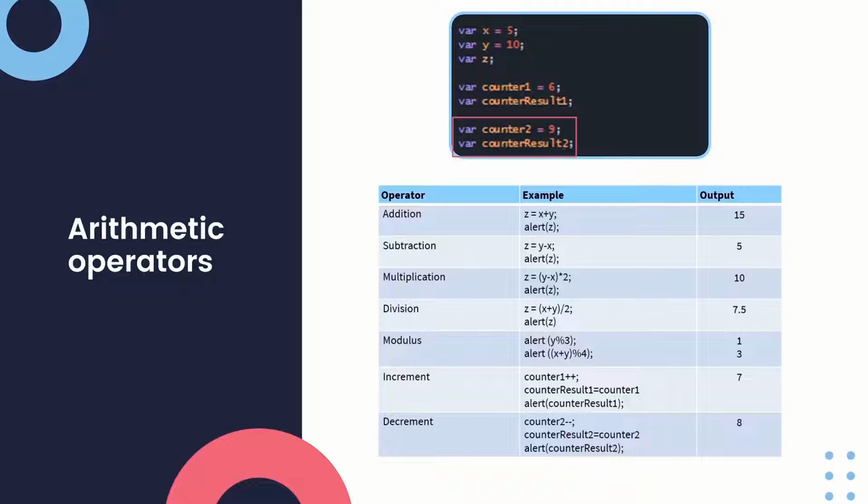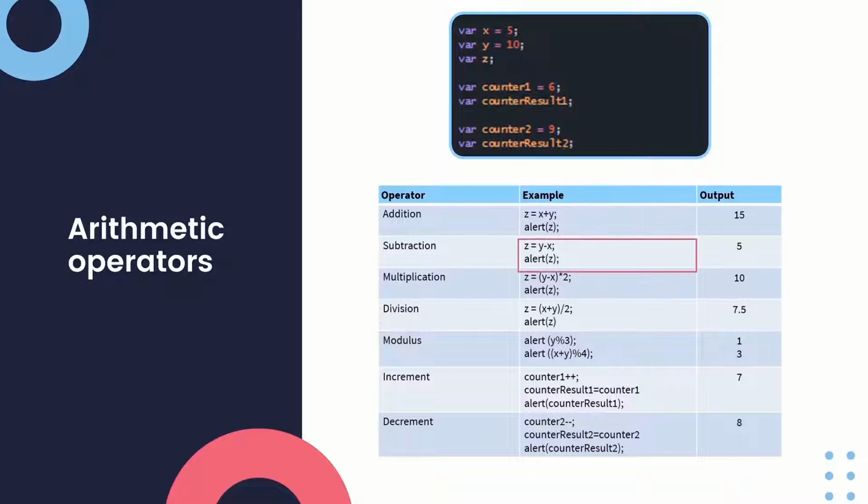Now let's work through each of these examples and see how we can actually work with operators, or specifically arithmetic operators. In our first example, using addition, we're essentially saying z is equal to the result of what x plus y is. And then we alert that result, which is z, and our output is 15.